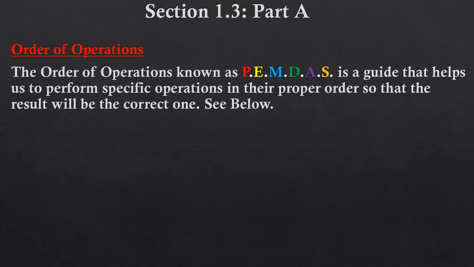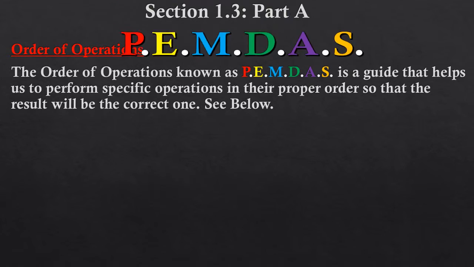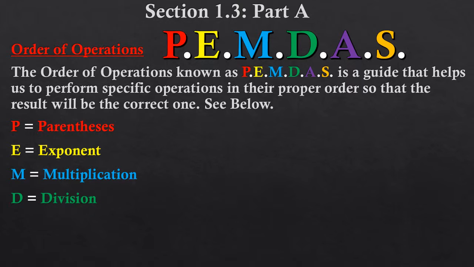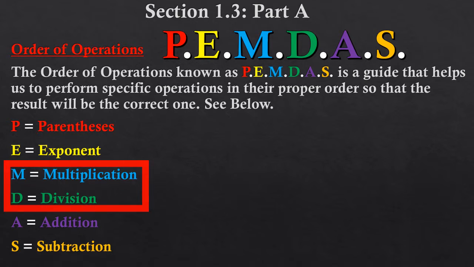Order of operations. The order of operations, known as PEMDAS, is a guide that helps us perform specific operations in their proper order so that we end up with the correct solution. PEMDAS: P, parentheses. E, exponents. M, multiplication. D, division. A, addition. S, subtraction. Now be careful when it comes to multiplication and division.